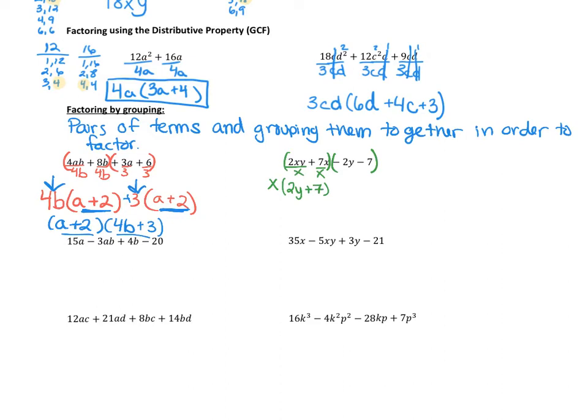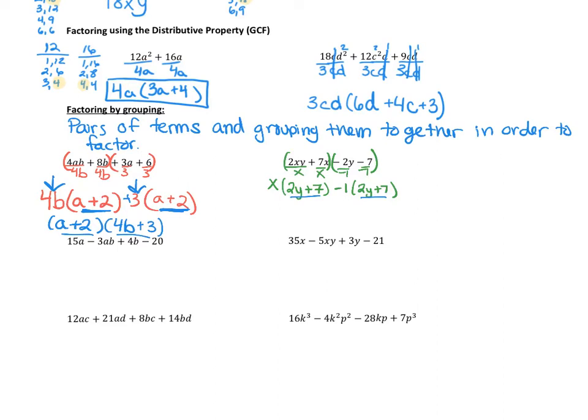Now, my second pair, I have negative 2y minus 7. They don't have any variables in common, but I notice they're both negative. So I'm going to take out a negative 1. And this will lead me to get 2y plus 7, which is good because I want what's in my parentheses for both to be the same. If I only took out a GCF of a positive 1, then my parentheses wouldn't match.